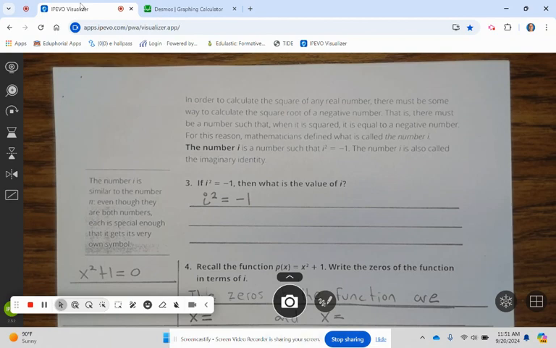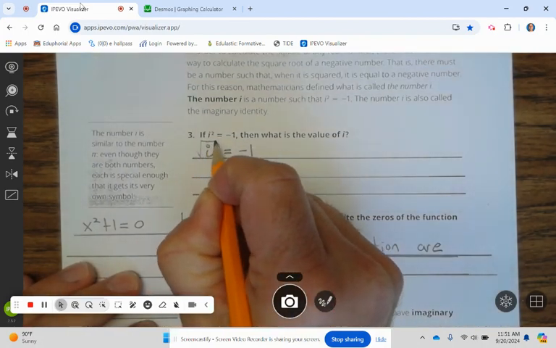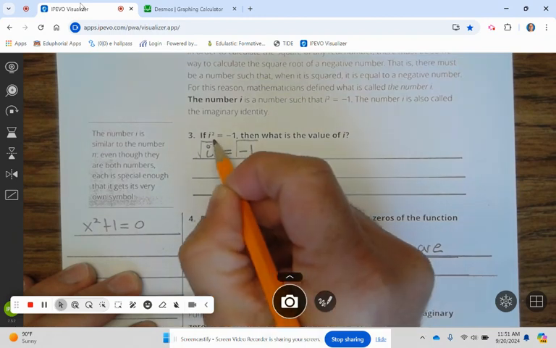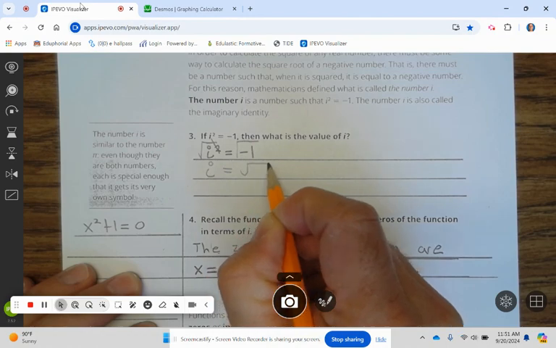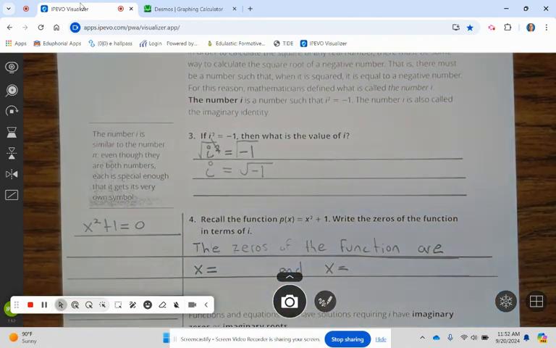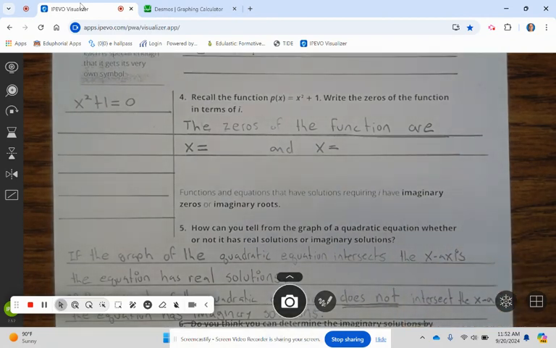So it says, if I squared equals negative 1, then what is the value of I? So we're going to solve for I. So we're going to take the square root of both sides. The square root cancels the squared, so I equals the square root of negative 1. Okay, let's take a look at number 4. Recall the function p of x equals x squared plus 1. Write the zeros of the function in terms of I.